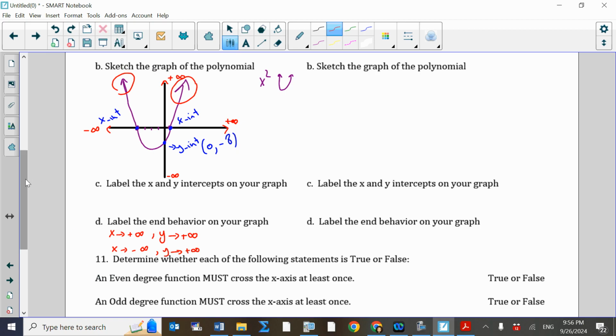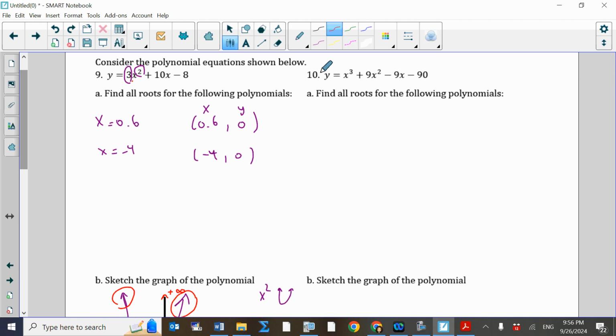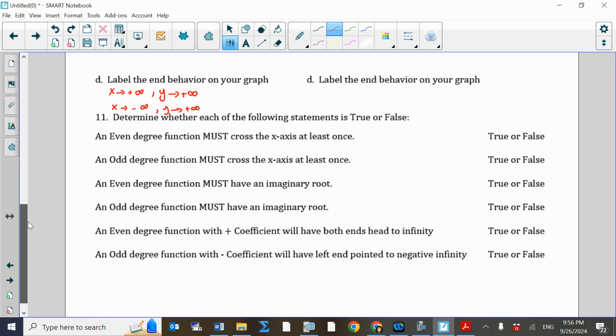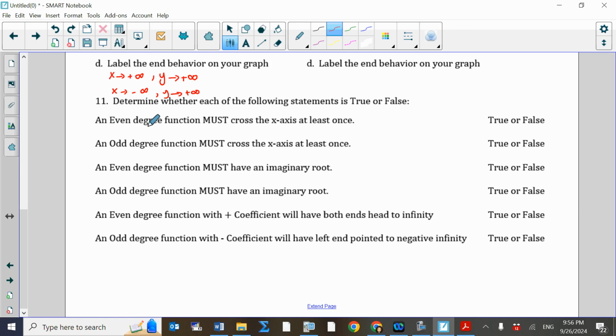I'm going to leave the next function for you to figure out the roots and graph and answer the other questions. Let's work on this question now. An even degree function must cross the x-axis at least once. We want to know if this is true or false. Well, an even degree function looks like this. It could be this way, or it could be this way. So this time it's crossing at only one point, or it could be this way.